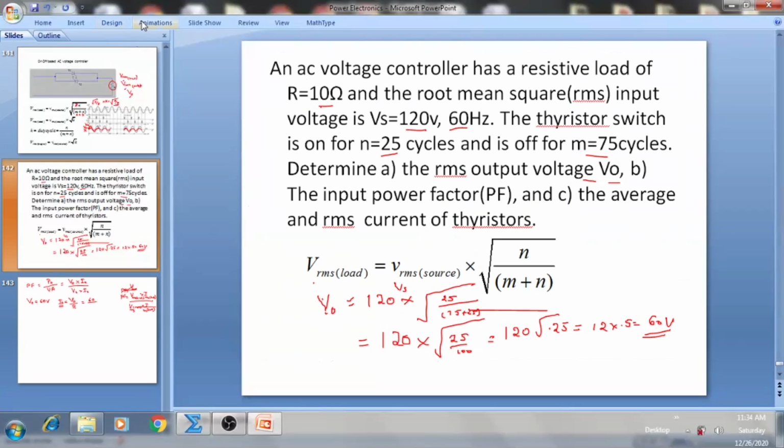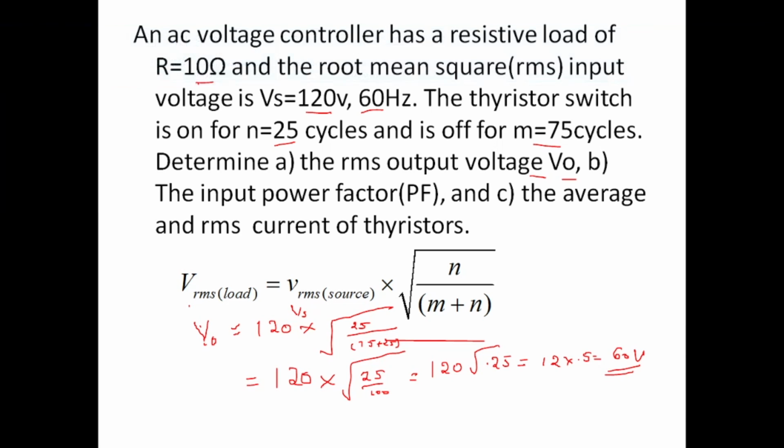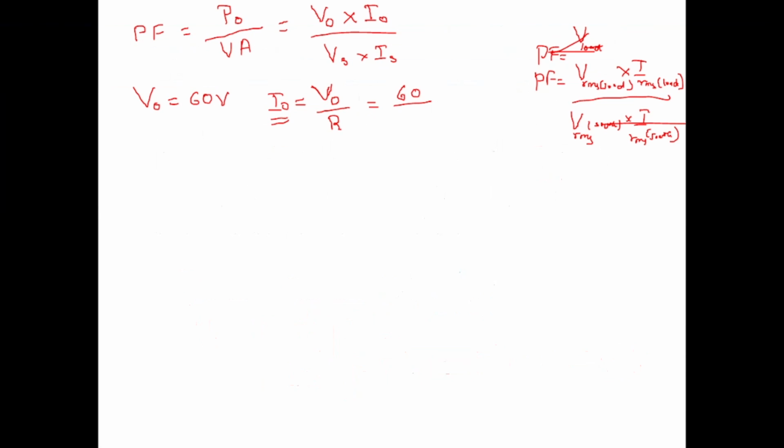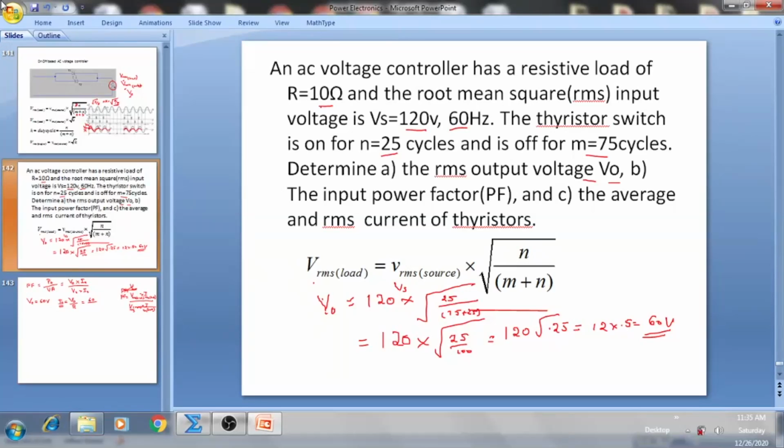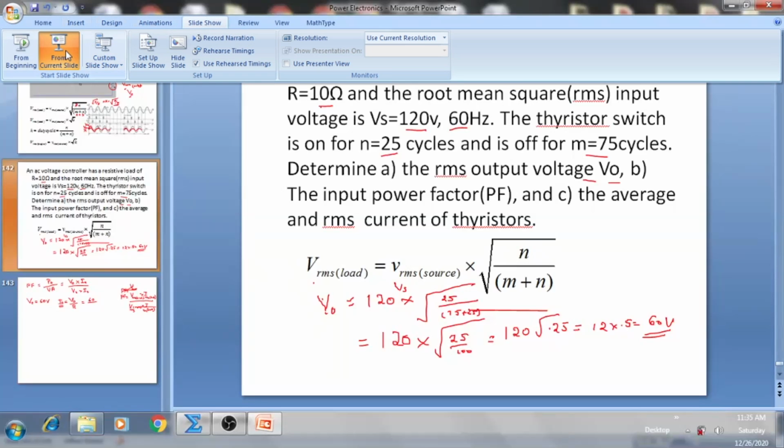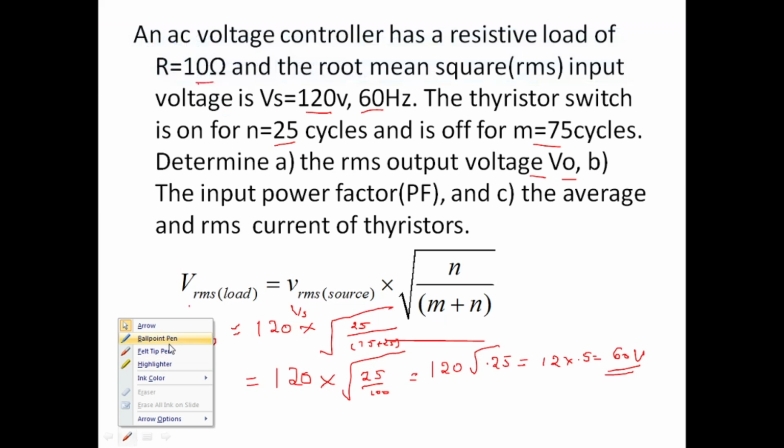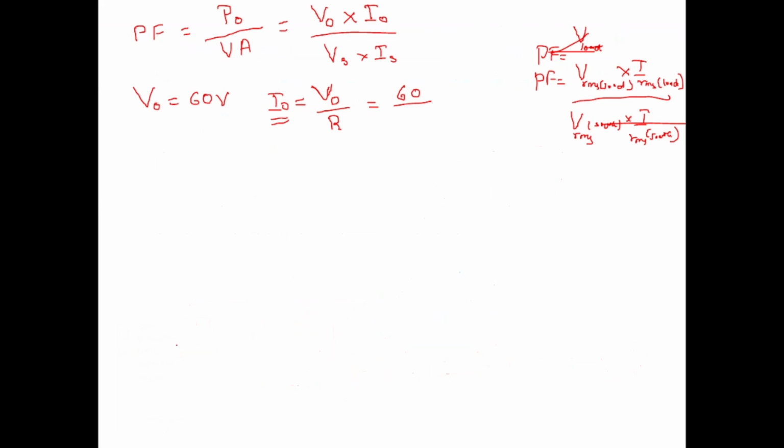That's the reason we'll write I naught as 60 by 10. This is 6 amps. So we'll calculate the power factor right now. For the power factor, V naught is 60, I naught is 6, and Vs is already given as 120 volts.